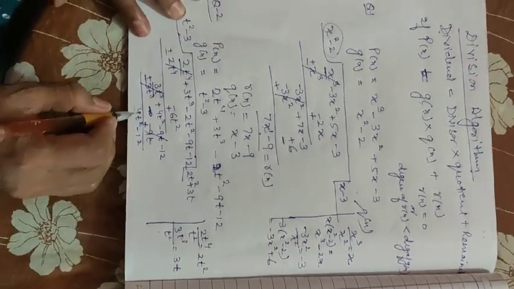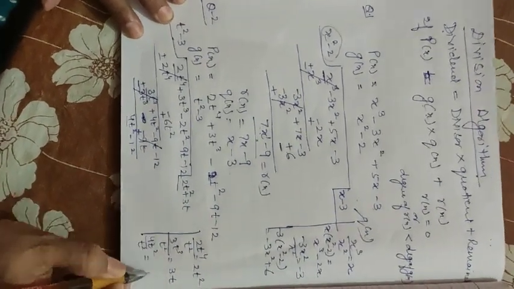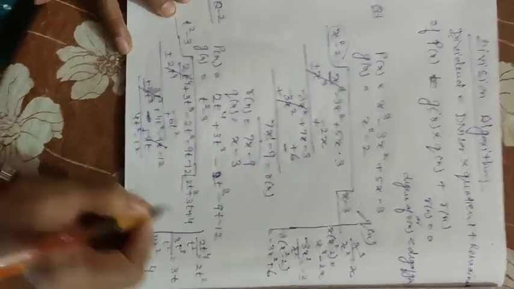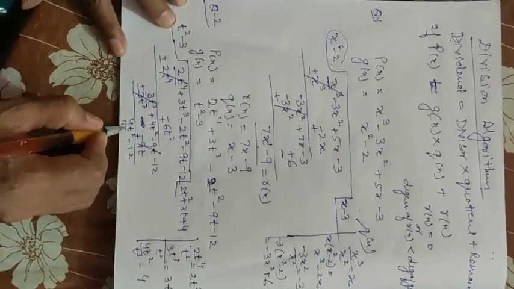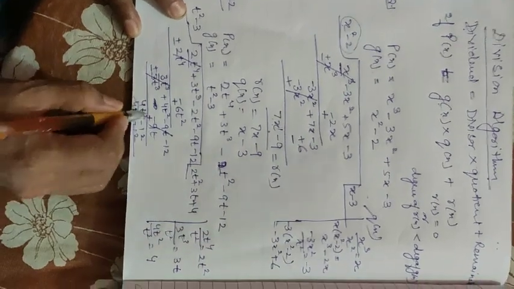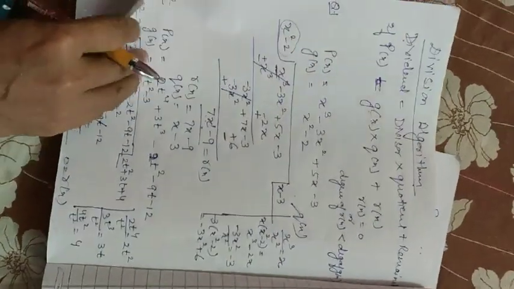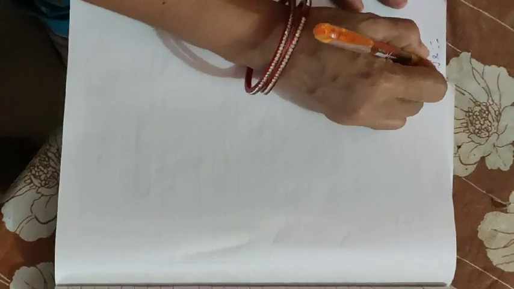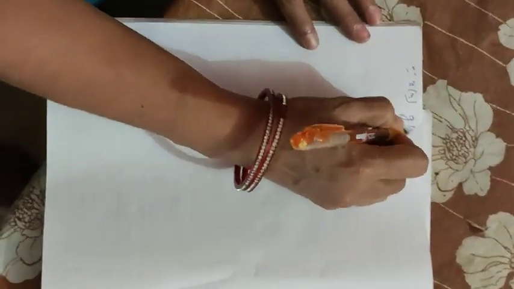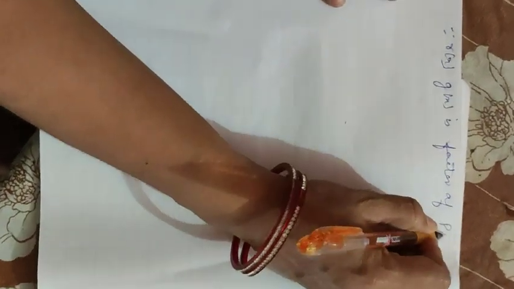Now my first term is 4t square. Here it is t square. So now I have to multiply by 4. So it gives 4t square minus 12. Subtract, sign reverses. So it's going to be cancelled out. I am getting the remainder 0. Since the remainder is 0, g(x) is a factor of our second polynomial, that is p(x).